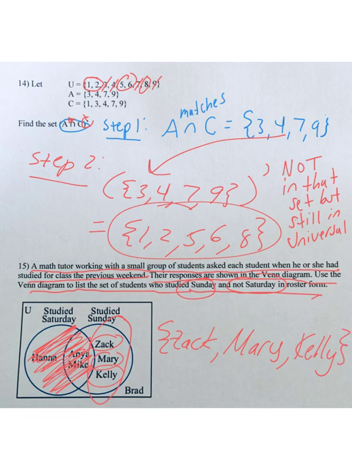Just be careful on the test. Knowing myself, I might switch it up. I might say Saturday and not Sunday. So then in that case, you would look at who is in the Saturday circle but not anywhere in the Sunday circle. So just make sure you read the question carefully come test time.